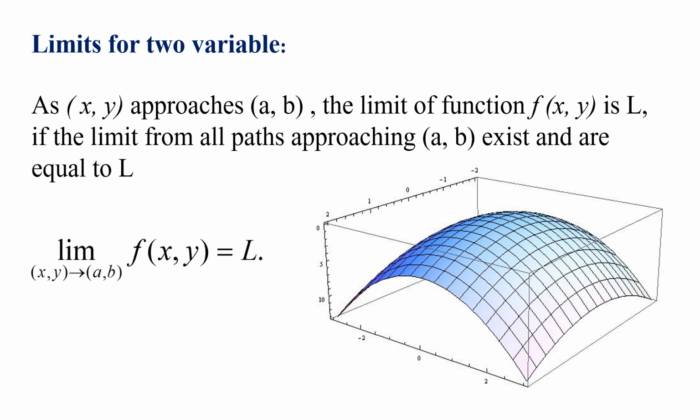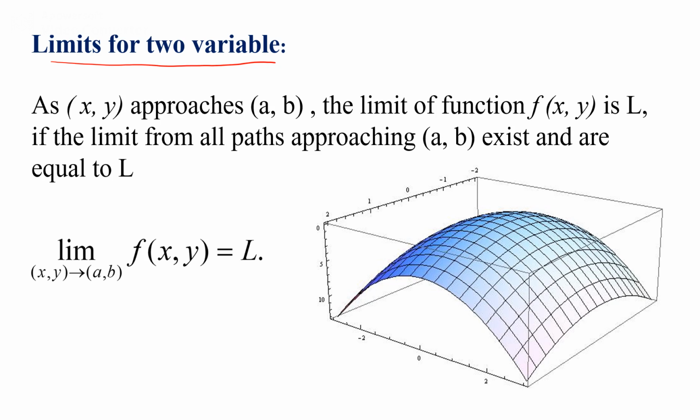Now we discuss the limit for two variables. As we defined the limit for one variable, similarly we can define the limit for two variables. The difference is that we use a different approach, because in two variables it is difficult to define the left-hand limit and the right-hand limit.